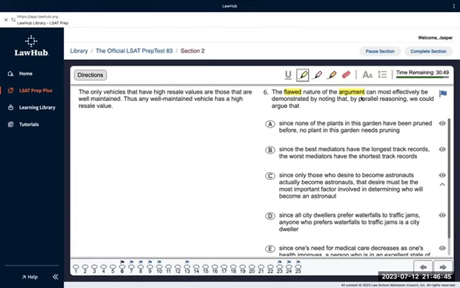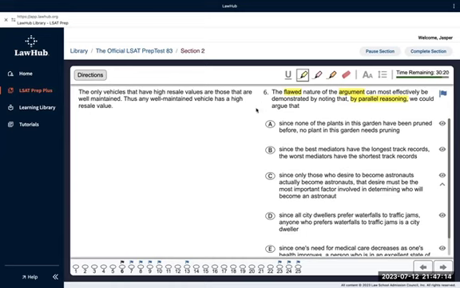And then we are looking at a parallel reasoning question. So the structure is going to be relevant as well, but really it's the flaw that we want to focus on here. So reading the question stem: the flawed nature of the argument can most effectively be demonstrated by noting that by parallel reasoning, we could argue that blank.